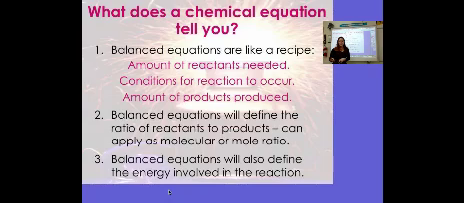A balanced chemical equation will define the ratio of the reactants to the product. If you get 1 box of brownies, you'll get 2 dozen as your product. If you bake 2 boxes of brownies, you'll get 4 dozen brownies. A balanced chemical equation can also define the energy involved in the reaction. It'll tell you how much is required, or if it's exothermic, how much is released. So let's look at an example.